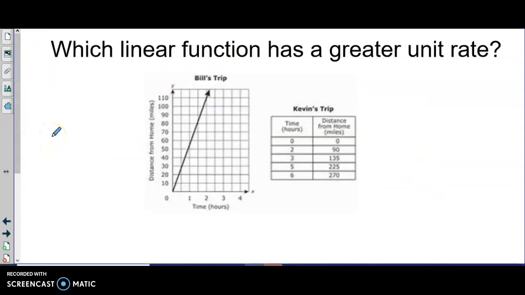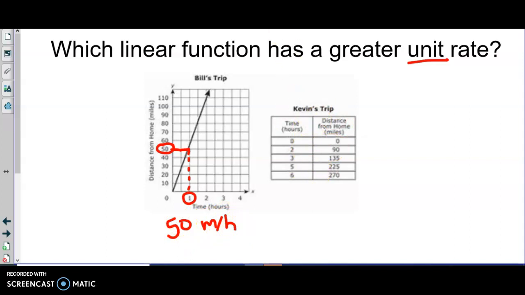Which linear function has a greater unit rate? Okay, so for unit rate, remember we're getting it down to 1 unit. So if we look here, we want to know what it is for 1 hour. So if we follow this up to 1 hour, that tells us that he's 50 miles from home. So this unit rate is 50 miles per hour.